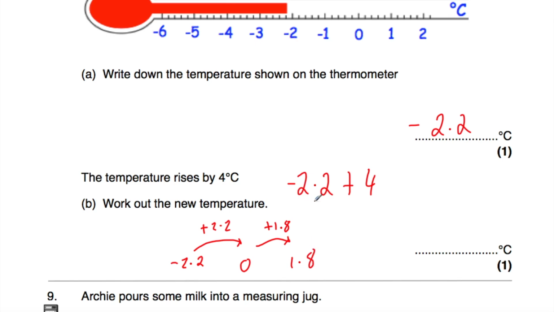And if you've got -2.2 and you add 4, you'll get to 1.8. And I like to think of it in terms of money. If my bank account said -£2.20, if I put £4 in, well, £2.20 would go back to the bank and that'll leave me with £1.80. So that'll be 1.8. And that's it. So the new temperature would be 1.8 degrees Celsius.